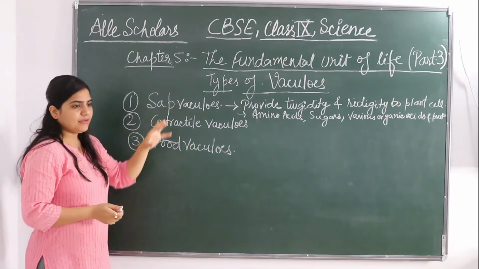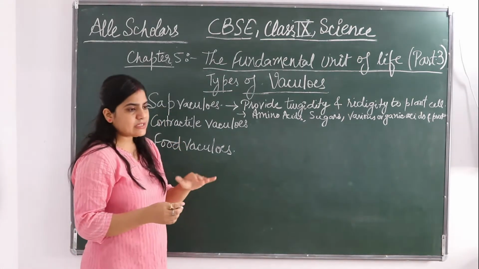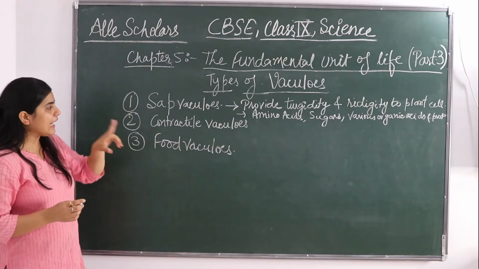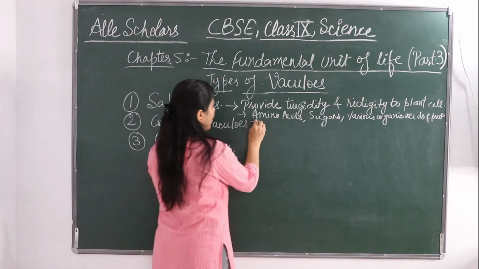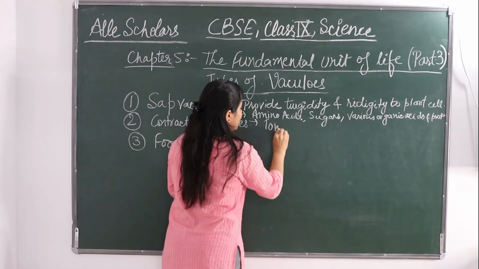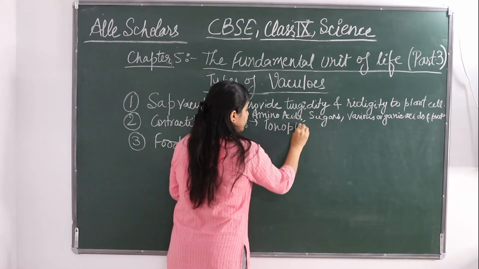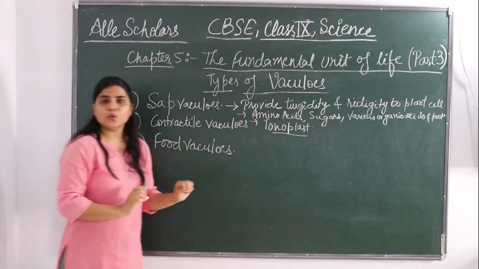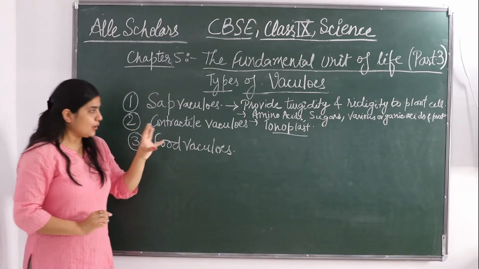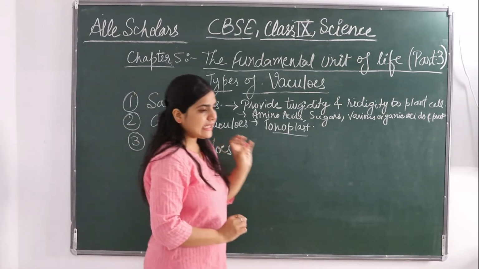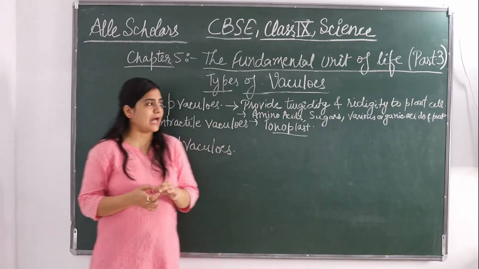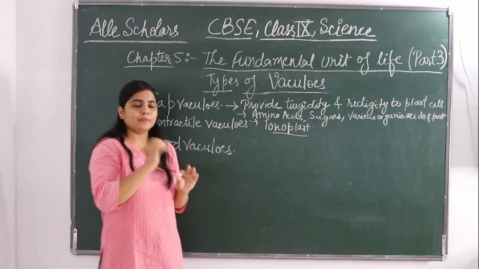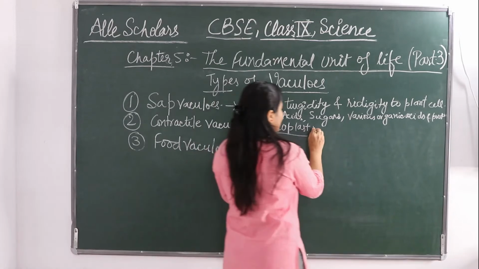Okay, how is the sap vacuole separated from the cytoplasm? By a semi-permeable membrane, and that membrane is called the tonoplast. Okay, please listen to this carefully. The term tonoplast is very common and is mostly asked. So what is tonoplast? The sap vacuole is separated from the cytoplasm.